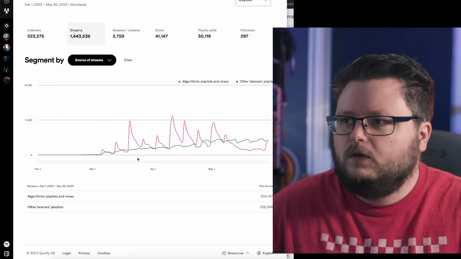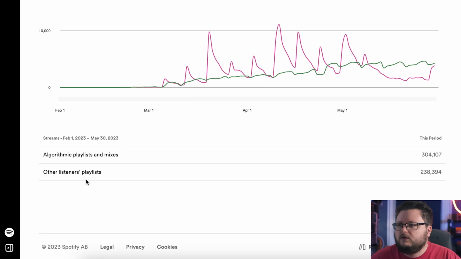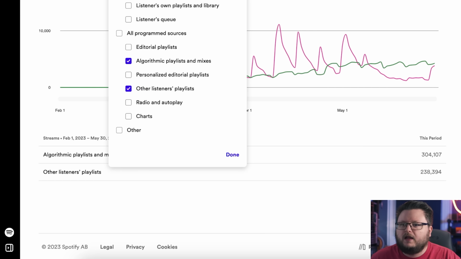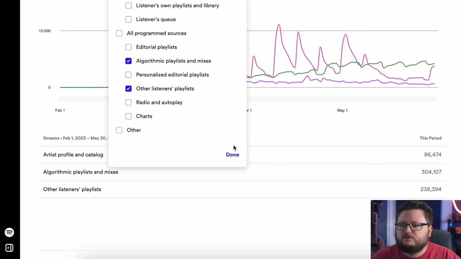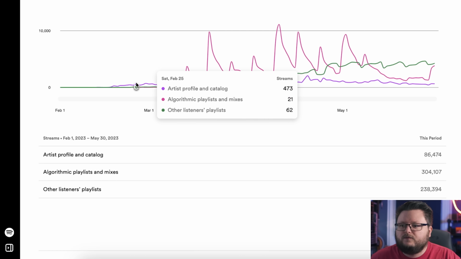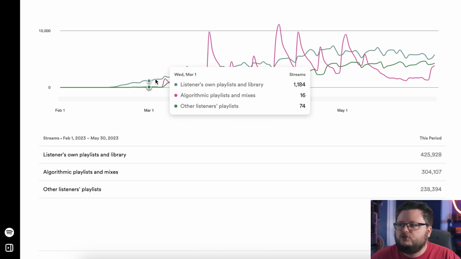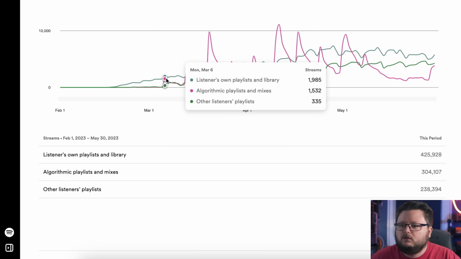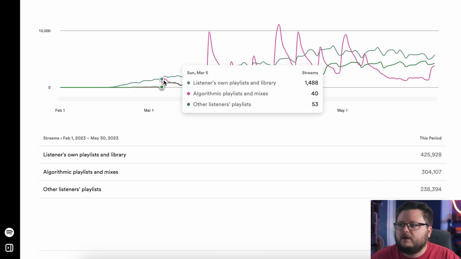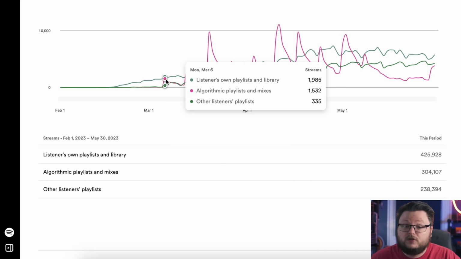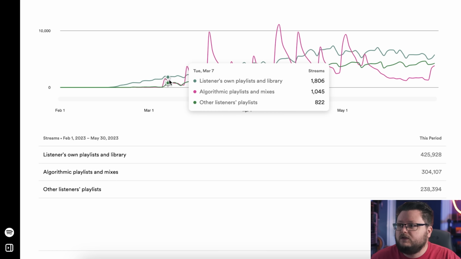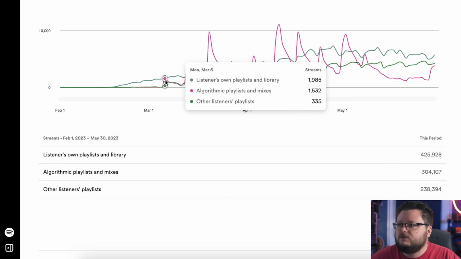All right. So I have algorithmic and other listeners' playlists, and I'll add on artist profile and catalog just for comparison. You can see here at the very beginning, it's 100% artist profile and catalog. If I turn off artist profile and look at listeners' own, it's just our ads running until you see here, we get this first little bit of an algorithmic spike. It's not a ton. It's like 1,000 streams a day, or I guess 1,500 a day. So it is actually fairly substantial.